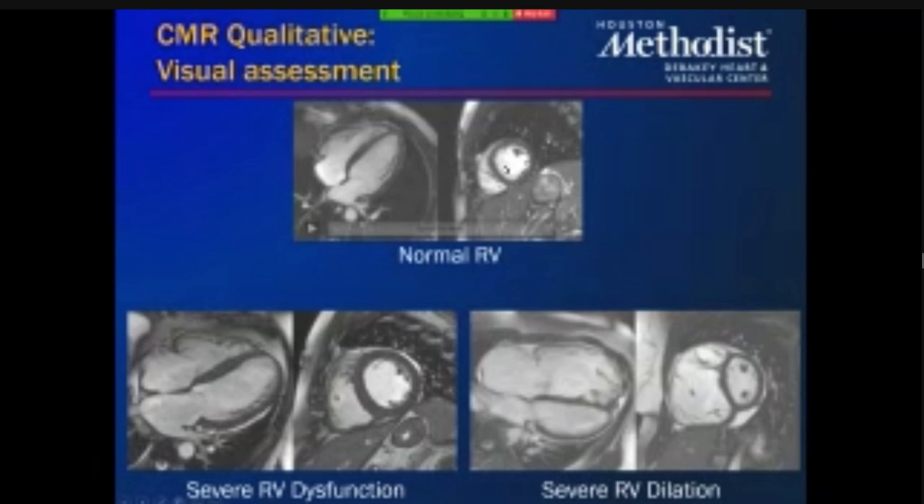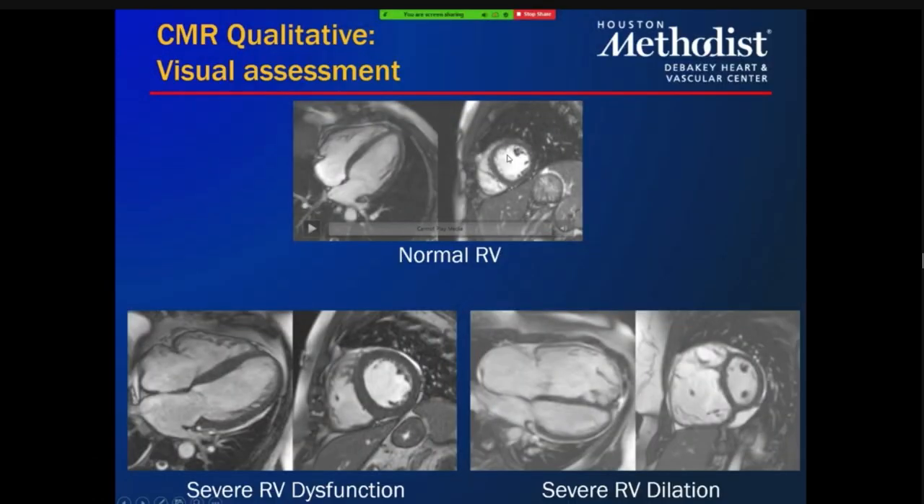The danger with commenting on RV function on the short axis, though, is that because everything is translating through the plane as well, one can get fooled into thinking that parts of the wall are not moving because different parts of the RV are coming into plane in the different views. This is not playing either, but if it played, it would show that the RV is not actually doing any of the stuff I said. The lateral wall would not be contracting as vigorously. The tricuspid annulus would not be descending as well. You'd see the lateral wall on the short axis not as vigorous.